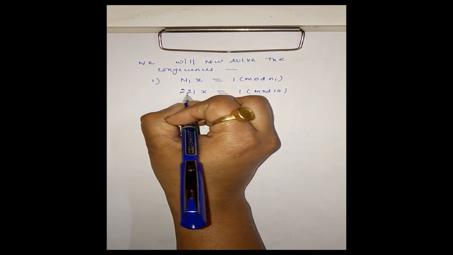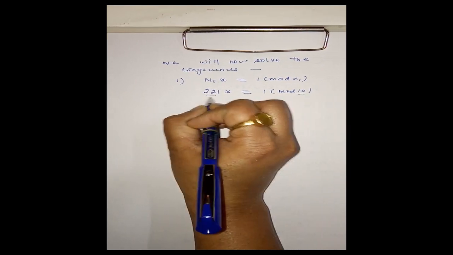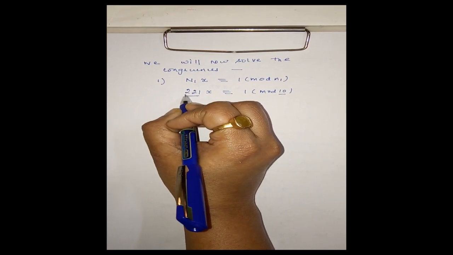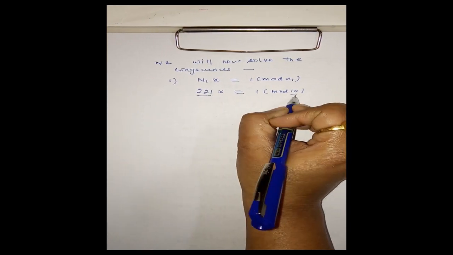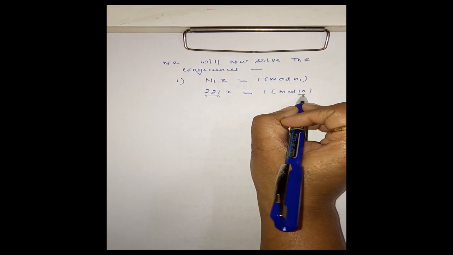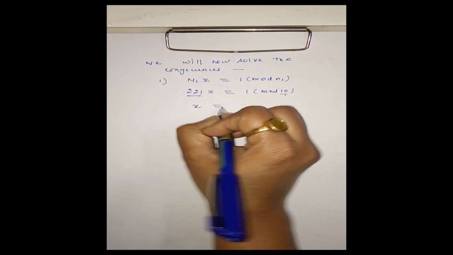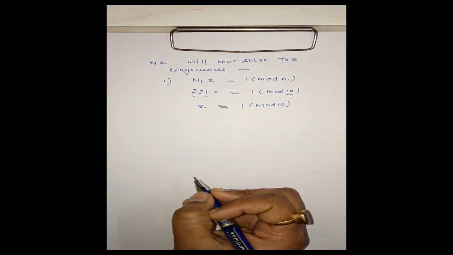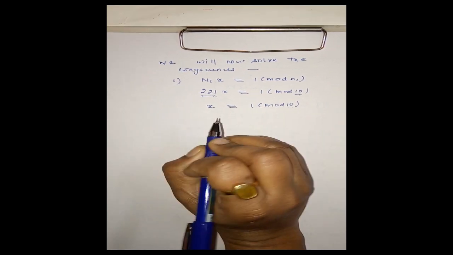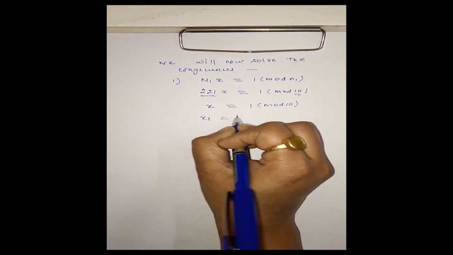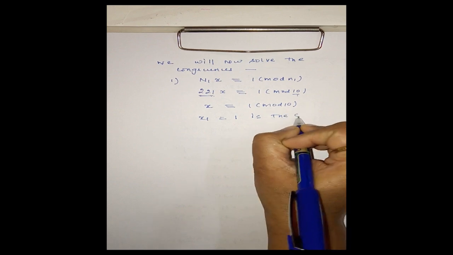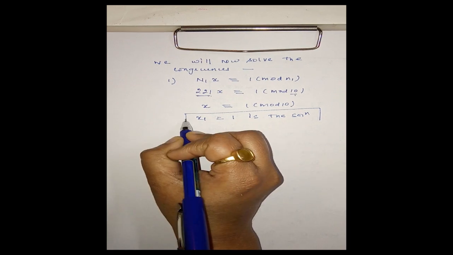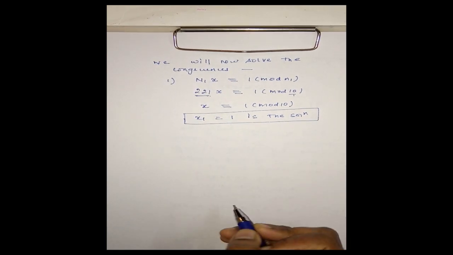As discussed in the first problem, here also I can replace this 221 by the remainder we obtain when dividing this number by 10. When 221 is divided by 10, remainder is 1. Now the solution of this problem is clearly 1, which satisfies this. On taking x to be 1, 10 divides 1 minus 1, that is 0. Therefore, x1 is equal to 1 is the solution.